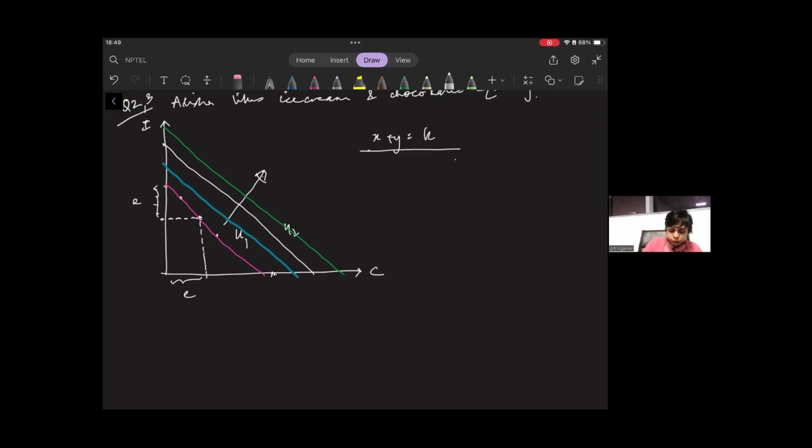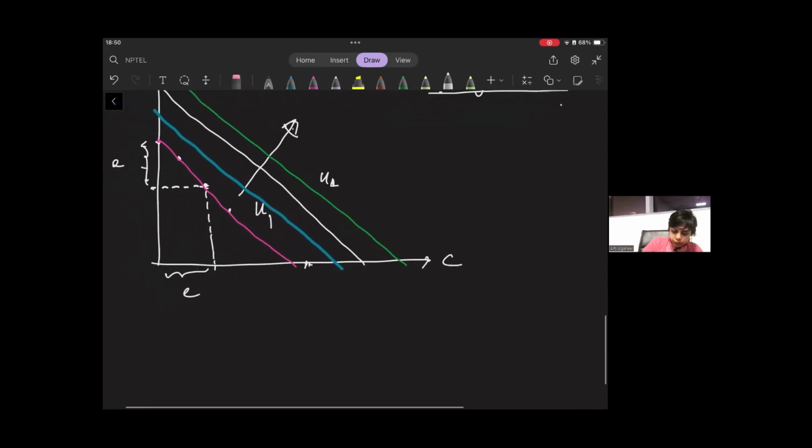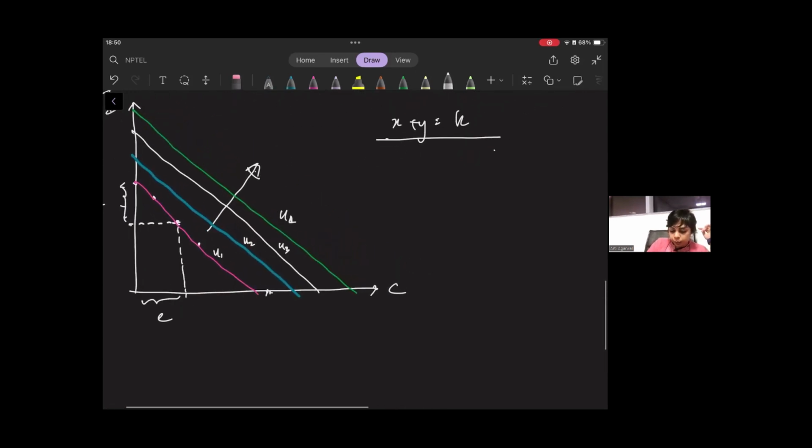So let me erase this. Suppose this is U4, and this is U1. I'm writing U so that it sinks in firmly that we are talking about utility only. This k is nothing but utility. So this arrow implies that U4 is greater than U3, is greater than U2, is greater than U1. And what are U1, U2, U3, U4? They are nothing but different values of k.